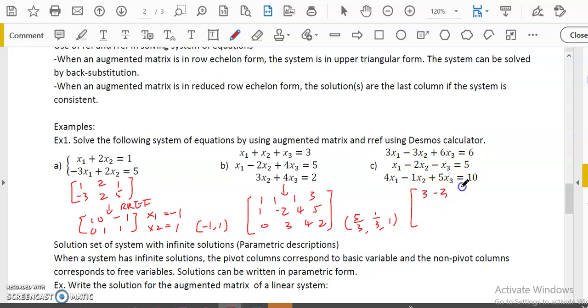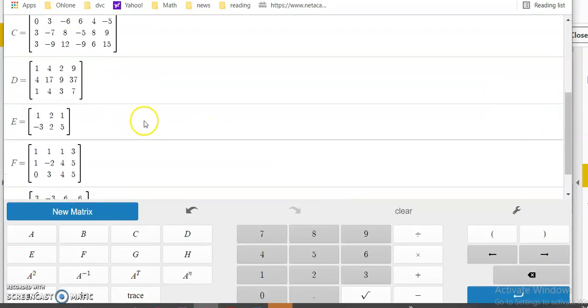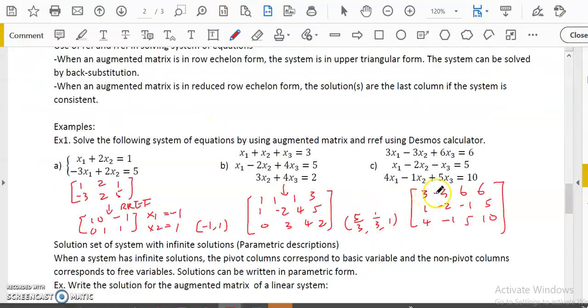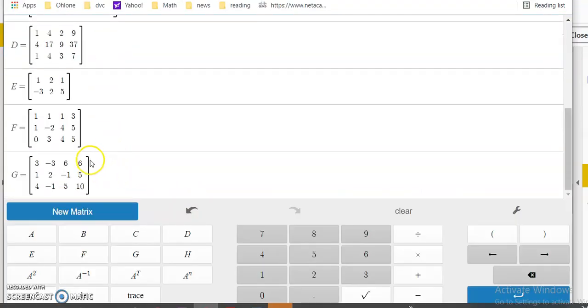Okay, the last one: 3, -3, 6, 6. 1, -2, -1, 5. 4, -1, 5, 10. Isn't it easier than doing row operations and also back substitution? You just do RREF and you have it. I enter it: 3, -3, 6, 6, in G. You can just keep on saying new matrix and then add columns and enter them. You can also reuse some old matrix.